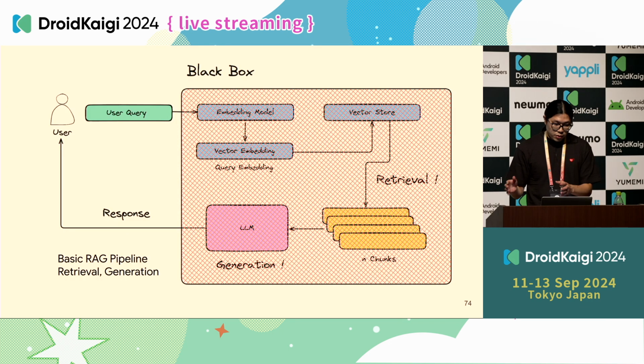We have a look at the basic concepts of each block from the basic RAG pipeline diagram and how to use LLM on the client side. The black box in the red blocks can differ depending on how you implement them.